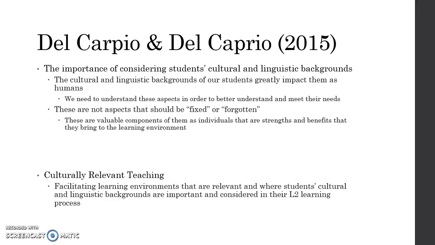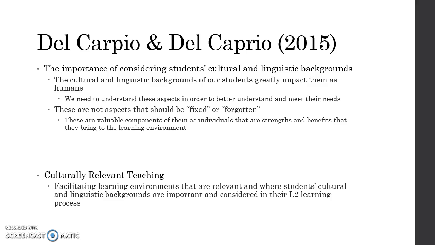Del Carpio and Del Carpio really focus on the importance of considering students' cultural and linguistic backgrounds, so I want you to pay particular attention to this article. Our cultural and linguistic backgrounds greatly impact us as humans, and we need to understand these aspects of our students in order to better understand and meet their needs. These are not aspects of a student that need to be fixed. These are not aspects of a student that need to be forgotten. These are valuable components of them as individuals, and they are strengths and benefits brought to our learning environment.